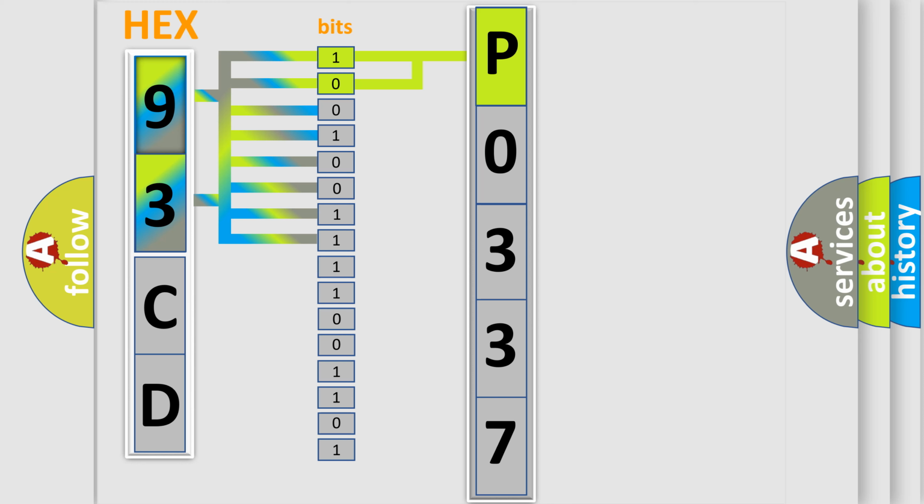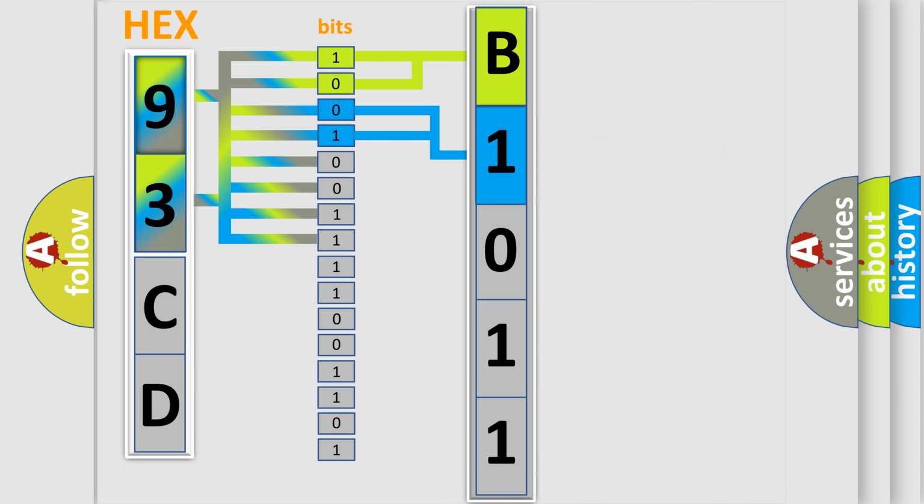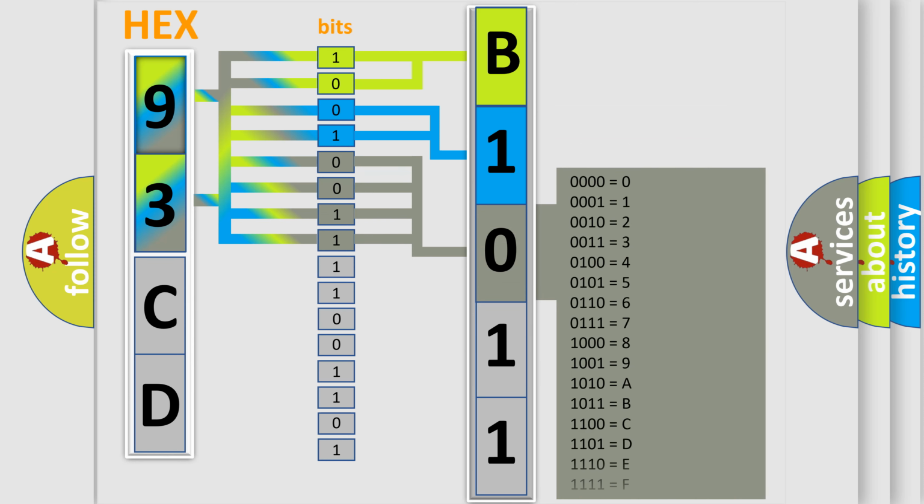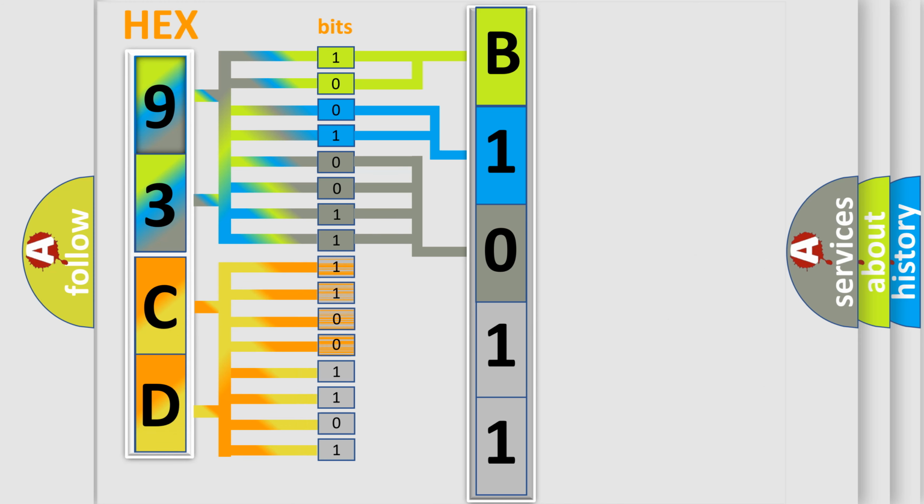This diagnostic error occurs most often in these cases: VSS Hall signal circuit is open or shorted to ground. VSS Hall ground circuit is open between sensor and ground. VSS Hall power circuit is open. Check F14 fuse in I or P block. VSS Hall is damaged or has failed.